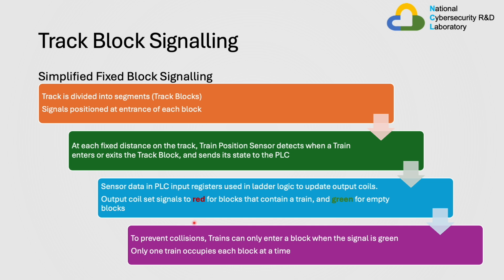The PLC processes the data in its input registers with its program ladder logic, then updates its output coils. The state of the output coils are communicated to the respective signals through physical connections. If there is a train in the track block, the output coil is high and the signal is set to red. If the track block is empty, the output coil is low and the signal is set to green. To prevent collisions, trains can only enter a block whenever the entrance signal is green, thus ensuring only one train occupies each block at a time.